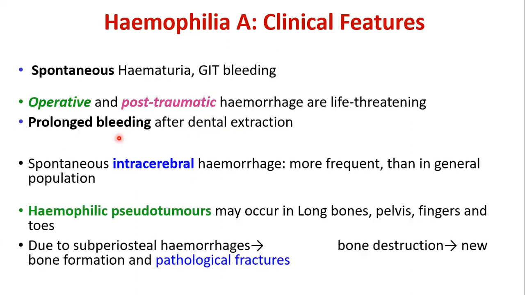Hemophilic pseudotumors may occur in long bones, pelvis, fingers or toes because of bleeding inside the bone, which looks like a tumor growing, compressing the bone, and causing necrosis of the bone, looking like any bone tumor. Due to subperiosteal hemorrhage, bone destruction, and new formation, there are pathological fractures in these.